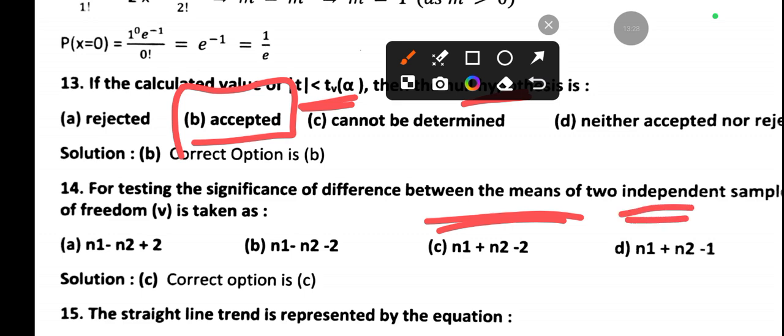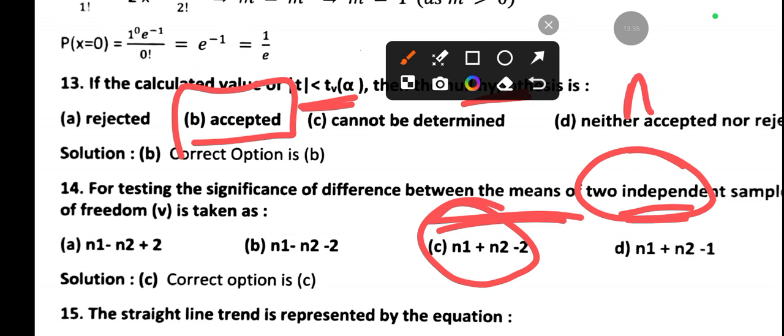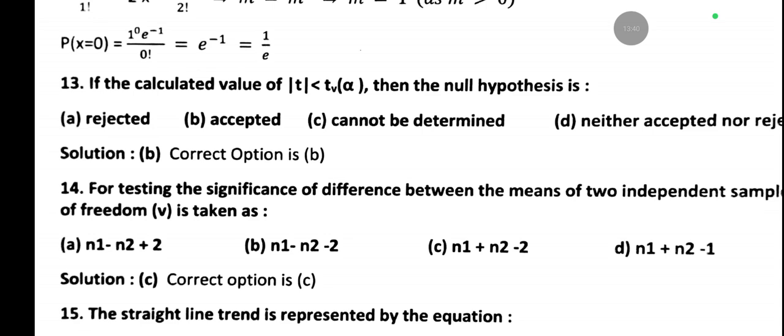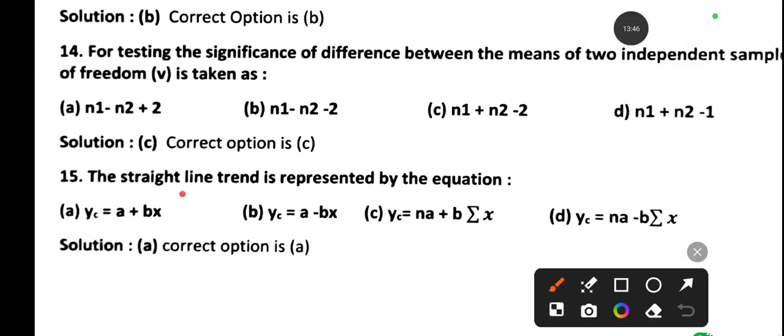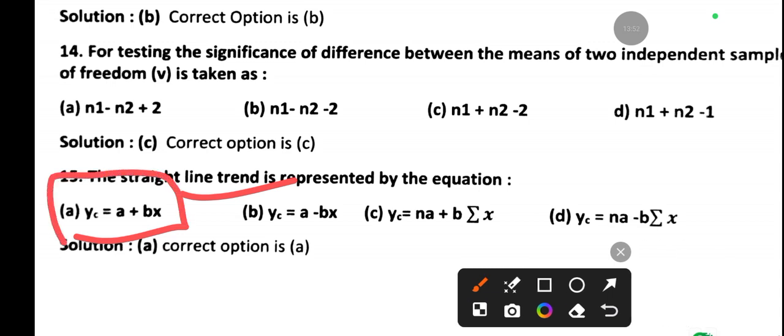Yes or no? Two independent samples, so n1 plus n2 minus 2. Clear, check. For a single independent variable, that is n minus 1. For two, it is n1 plus n2 minus 2. The 15th is easy, straight line, our own favorite in time series: straight line trend yt equal to a plus bx, or yc equal to a plus bx.